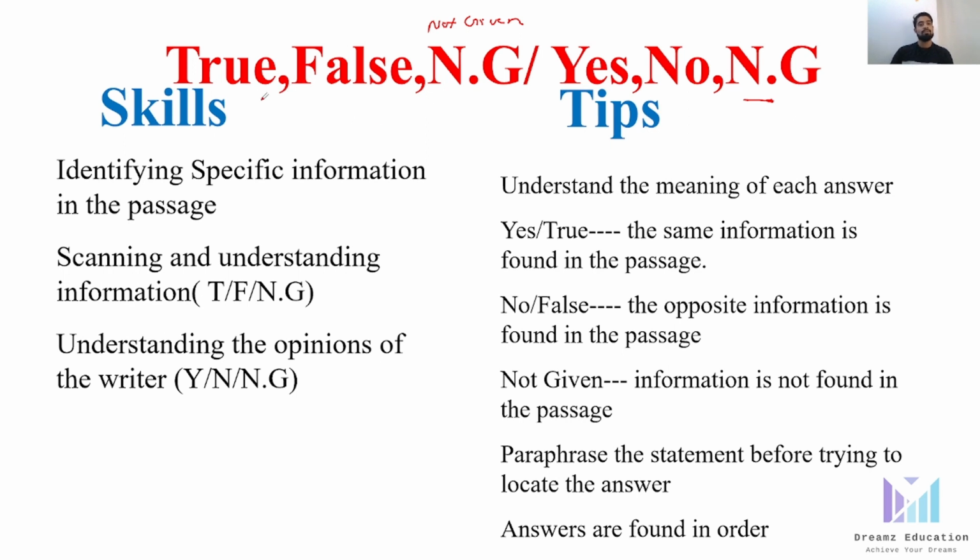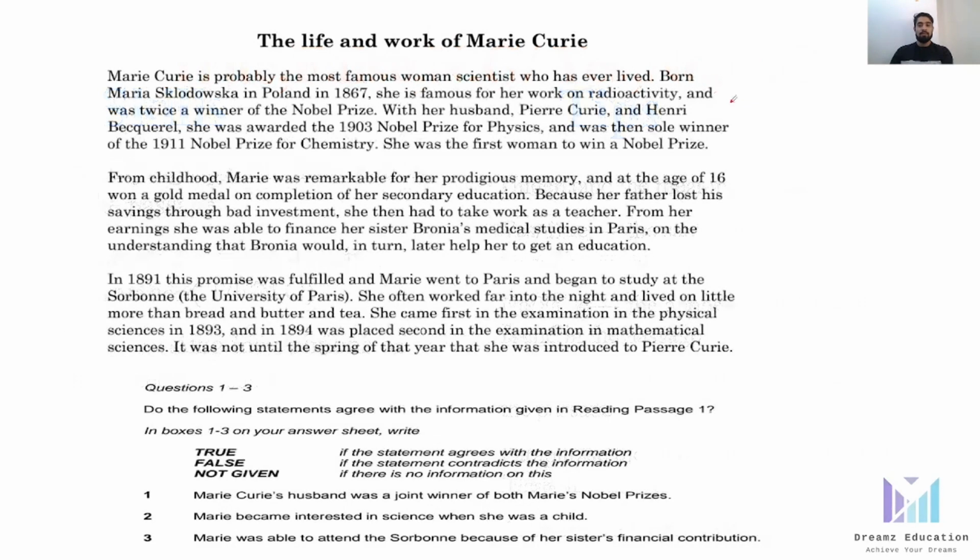The difference is that True, False, Not Given is asked when they are talking about facts, and Yes, No, Not Given type of questions are asked when they are talking about opinions. For example, in this type of question you can see there are three questions and a short passage. Actually they are not exactly questions, they are statements. We have to identify these statements as true, false or not given in the passage.